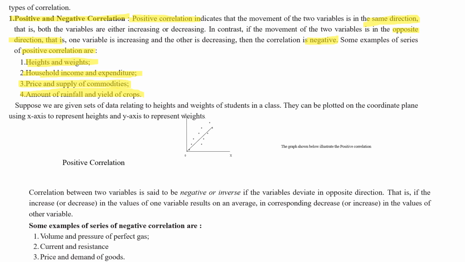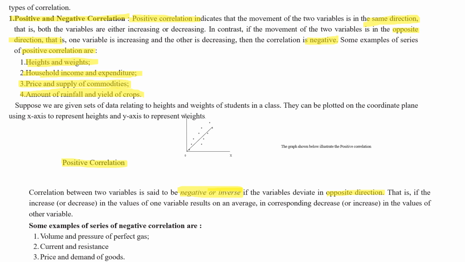Suppose we are given a set of data relating to heights and weights of the students in a class. They can be plotted on the coordinate plane using the x-axis to represent height and the y-axis to represent weights. Here they have shown what a positive correlation looks like. Correlation between two variables is said to be negative or inverse if the variables deviate in opposite direction. That is, if the increase in the values of one variable results, on an average, in a corresponding decrease in the values of the other variable.